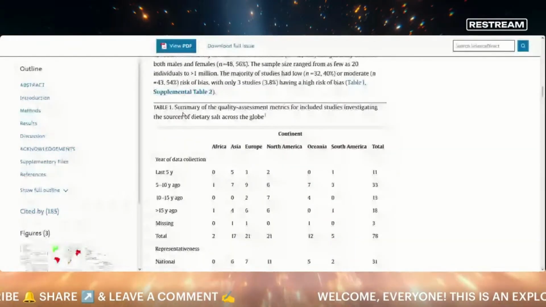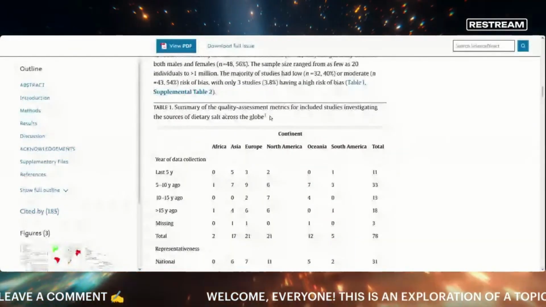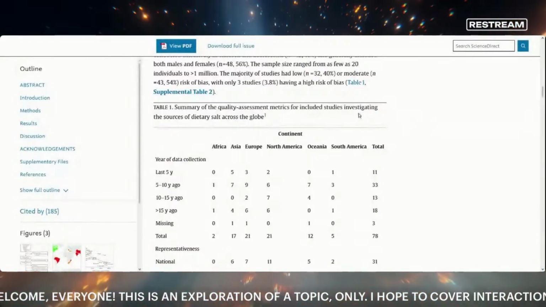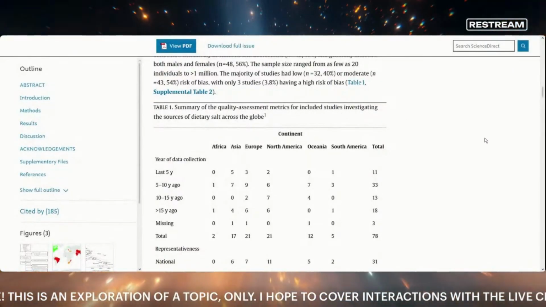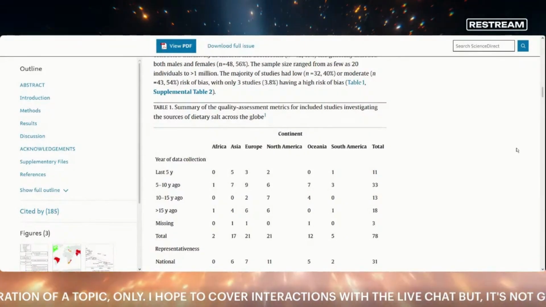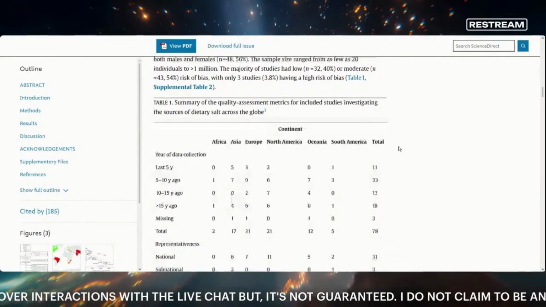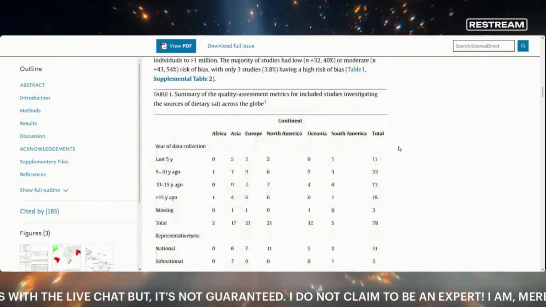Table 1 is a summary of the quality assessment metrics for included studies investigating the sources of dietary salt across the globe. I would say world, not globe. So that's what this is.